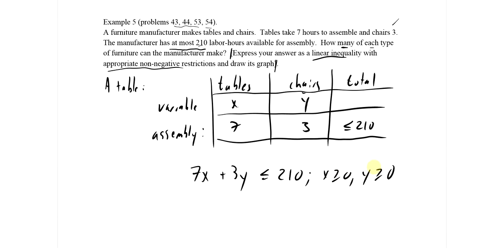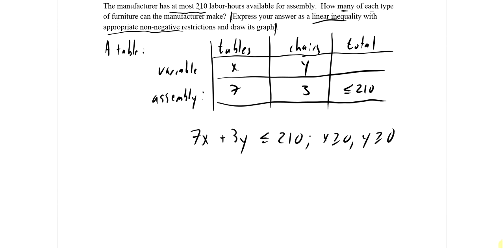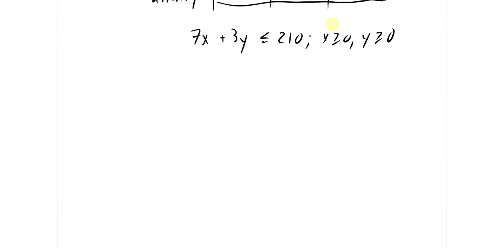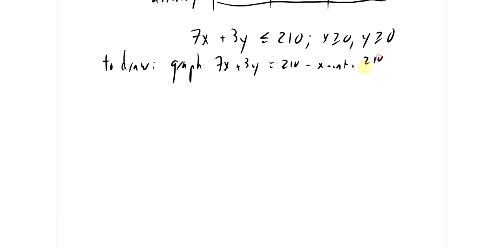Great. So now we need to draw its graph. And this is like the previous problem we had with non-negative restrictions. So now we're down to just drawing this graph. How do we do that? Graph the line first. We do that by finding the x-intercept, which is 210 divided by 7, which in this case is 30. And what's the y-intercept? It's 210 divided by 3, which in this case is 70.